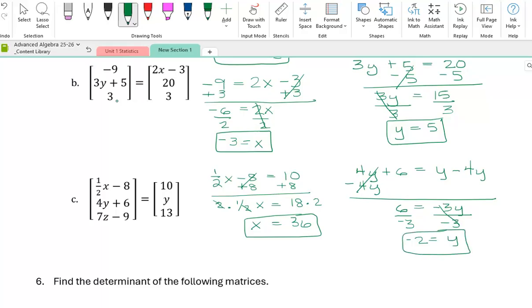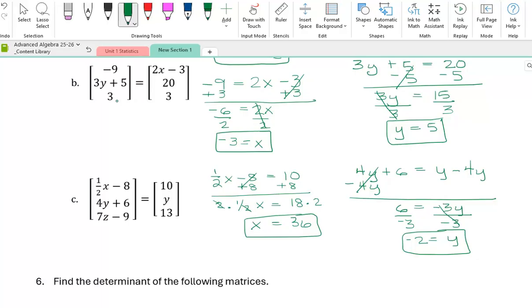Now, you can always check and make sure these work, because if I took -2 and plugged it in for y, whatever's on this side should equal this side. So -2 times 4 is -8, and -8 plus 6 equals -2. So I know I got the right answer.